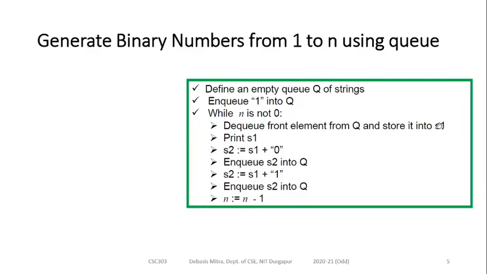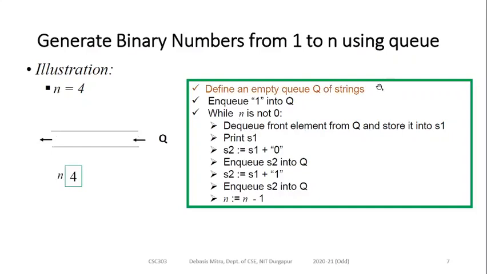Okay. So as usual, let me illustrate with an example. So let's say our n is equal to 4. So we need to print 1, 10, 11, and 100. These four binary numbers. So as you can see, this pseudocode says that first we have to define an empty queue of string. So let's define that. This is an empty queue of strings, and the value of this variable is initialized to 4 because we are given that input n equal to 4.